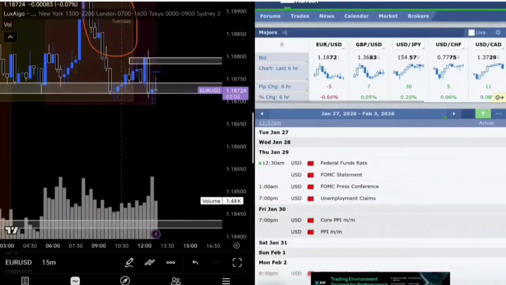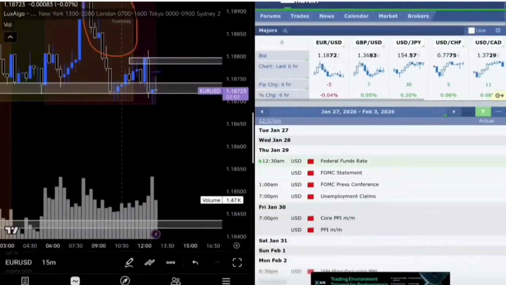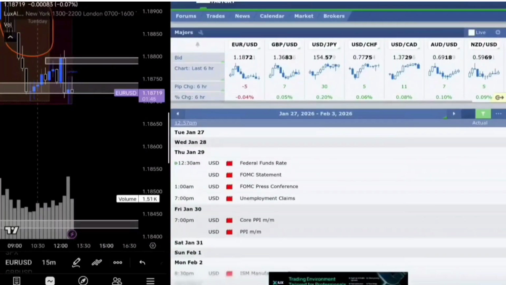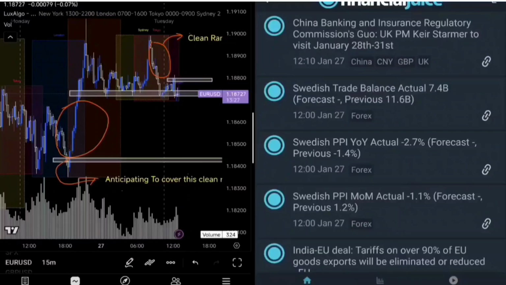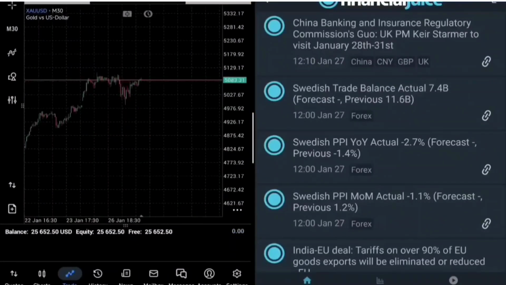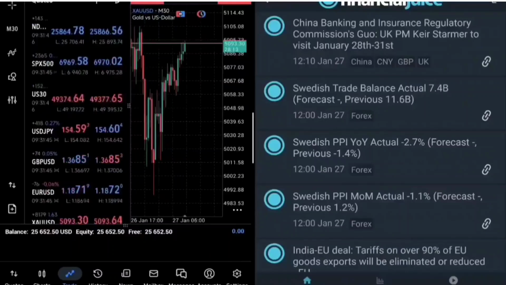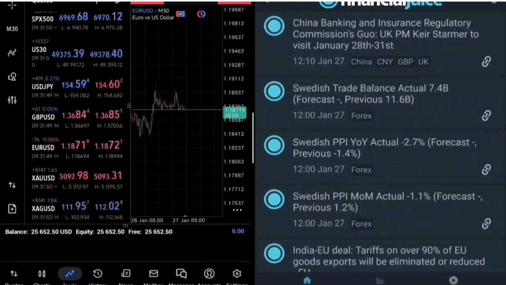On the other hand, I opened my Forex Factory to see if we have any news today, which fortunately we didn't have, as you can see. And this is a Financial Juice platform to basically read news articles. So the real thing happens now.